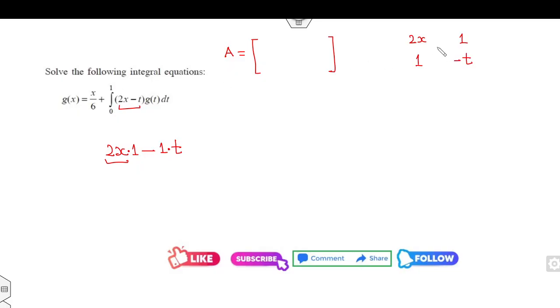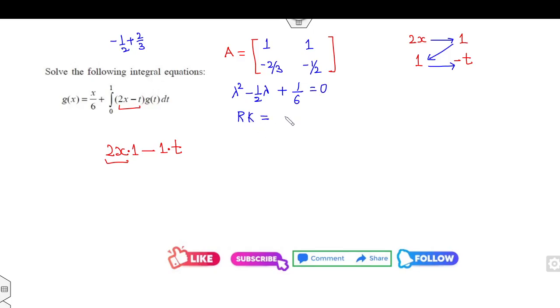So again integrate from 0 to 1. So firstly integrate from 0 to 1, it is 1. Integrate from 0 to 1, 1. Integrate from 0 to 1 is my minus half, and integrate is minus 2x square, so minus 2 over 3. So lambda square, trace is my plus half, and the determinant is plus 2 over 3, so that is plus 1 over 6. Resolvent kernel is my given equation, 2x minus t, minus lambda. What is the value of the lambda?